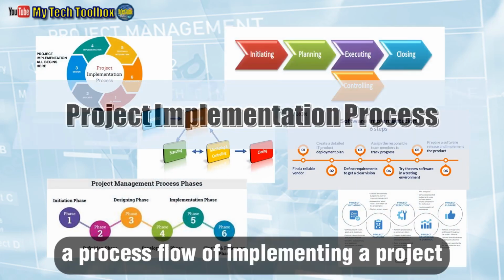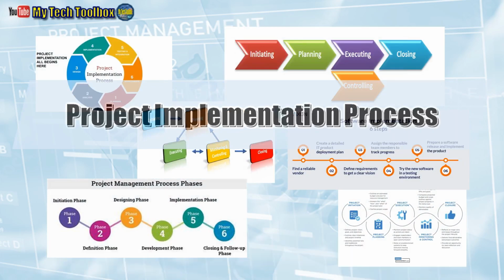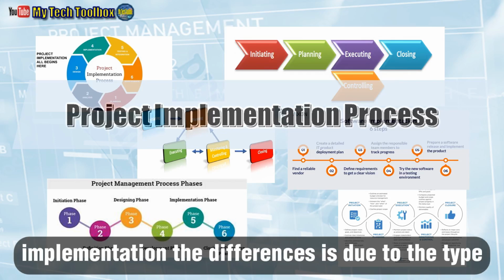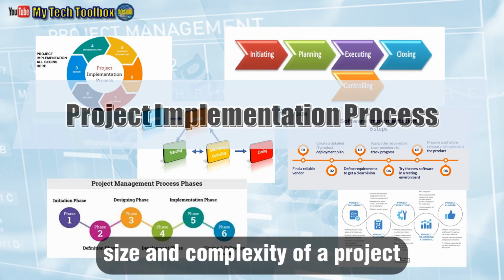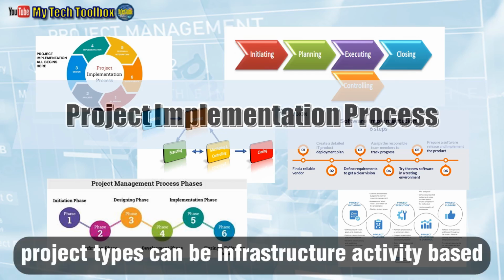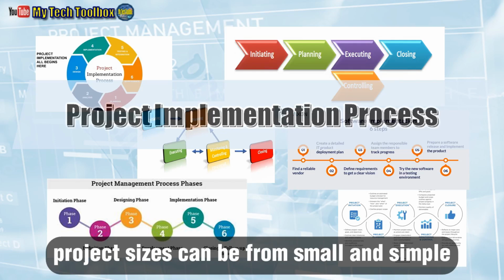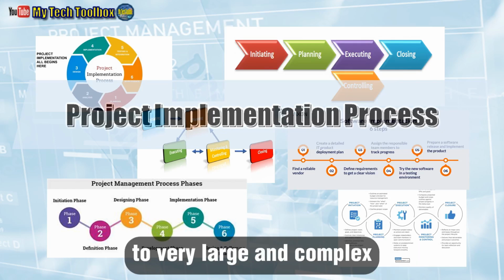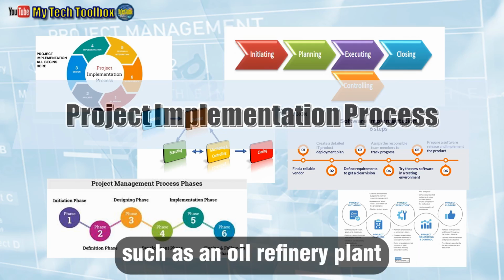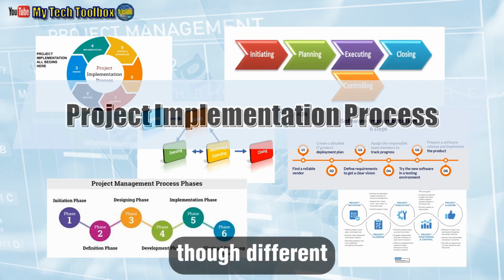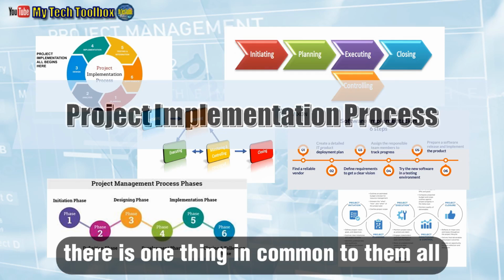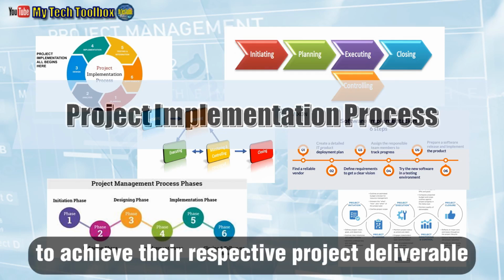Let me show you the process flow of implementing a project. These are the different approaches of project implementation. The differences are due to the type, size, and complexity of a project. As mentioned earlier, project types can be infrastructure, activity-based, a system, as in a computer system. Project sizes can be from small and simple, such as a small residential building, to very large and complex, such as an oil refinery plant. Though different, there is one thing in common to them all: to achieve their respective project deliverable.